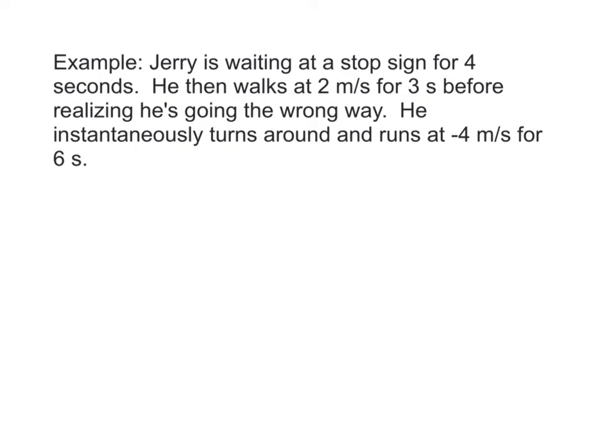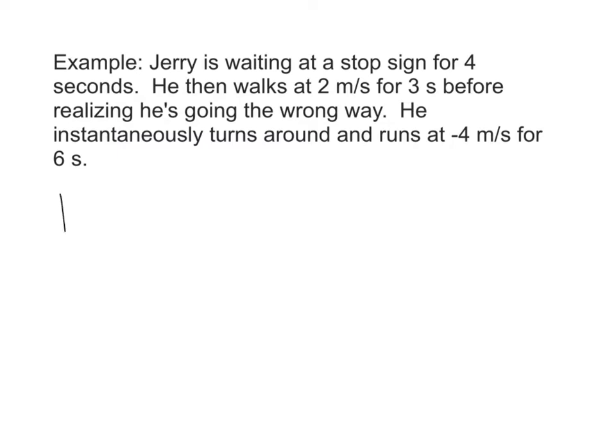Here's an example from Motion Maps. It tells us that Jerry is waiting at a stop sign for 4 seconds. He then walks at 2 meters per second for 3 seconds before realizing he's going the wrong way. He instantaneously turns around and runs at -4 meters per second for 6 seconds.